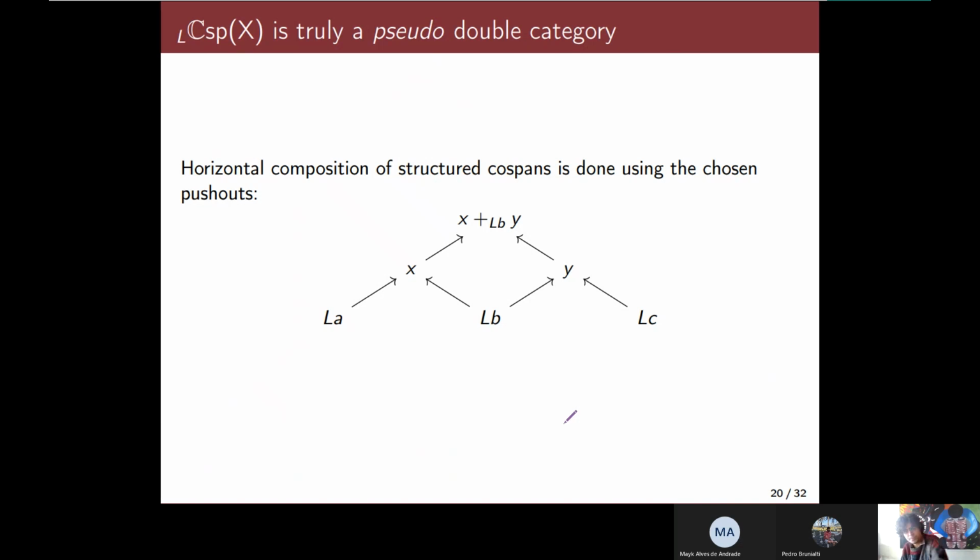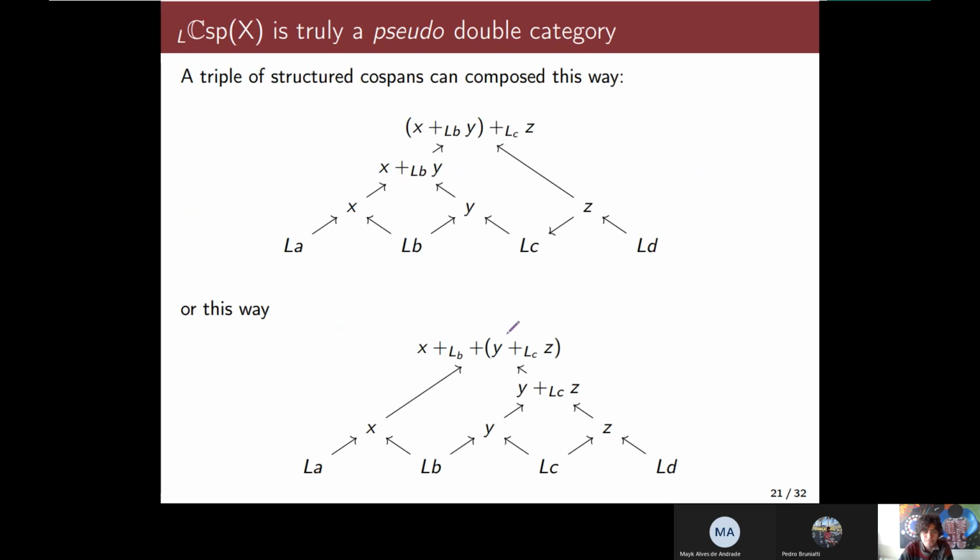Just a quick word on why structured cospans form a pseudo double category, not just a double category. It's because horizontal composition is then choosing a pushout. So we have this structured cospan here, a horizontal morphism from A to B, and this from B to C. And horizontal composition is done by taking this pushout here.